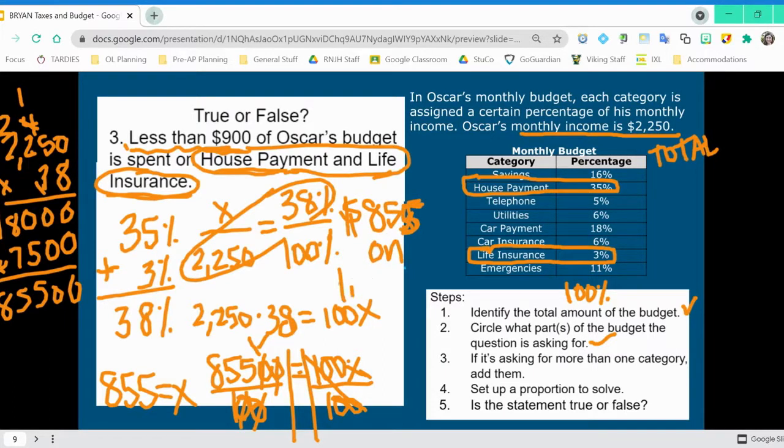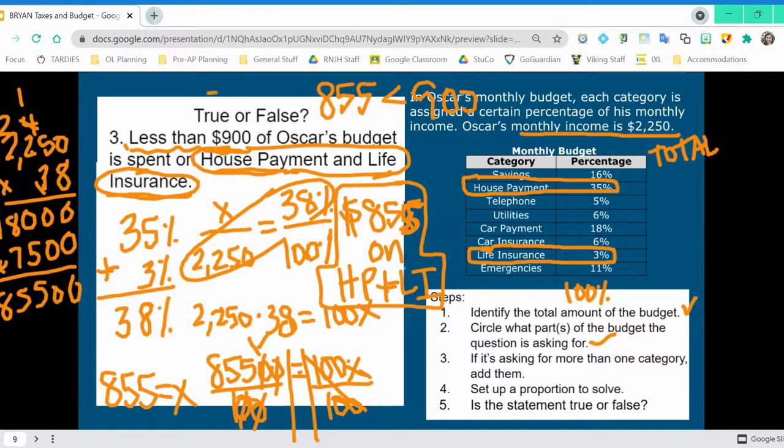$855 on his house payment and life insurance. So we want to know, is it true or false that Bob spends less than $900? Is 855 less than 900? Yes, so this is true. Bob spends less than $900 on his house payment and life insurance.